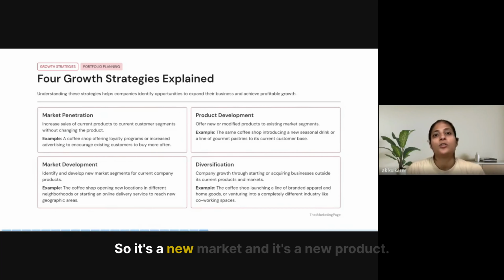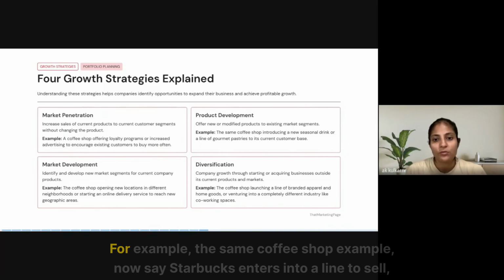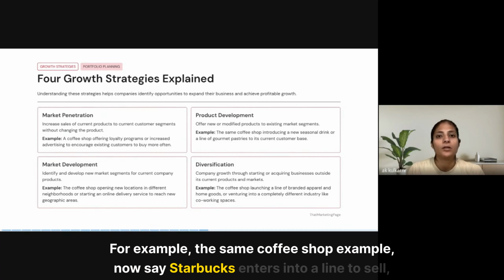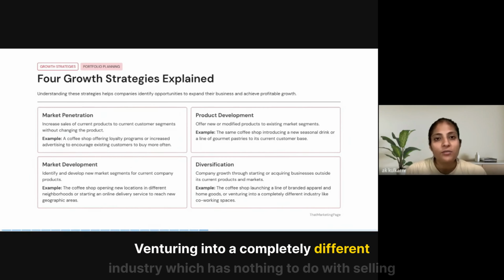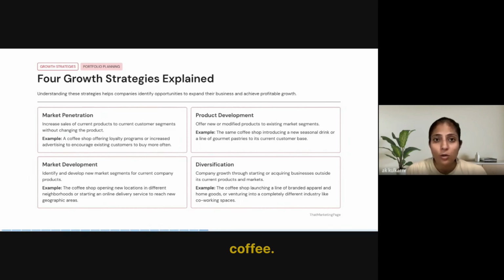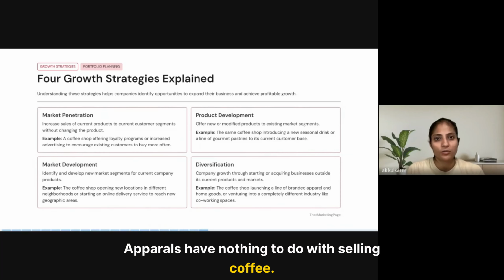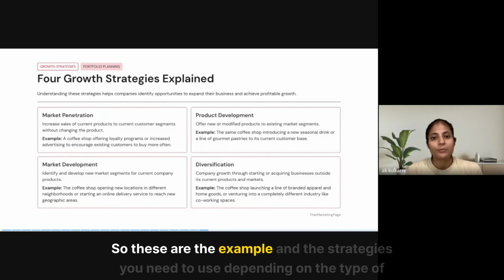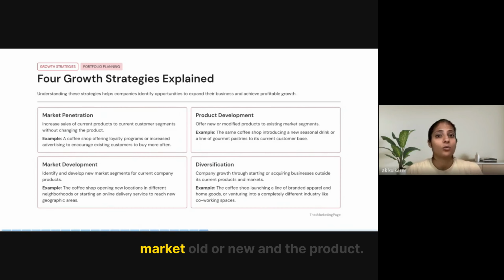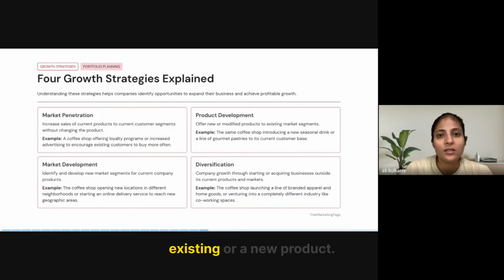Diversification. So it's a new market and it's a new product. For example, the same coffee shop example, now say Starbucks enters into a line of branded apparels or home goods, venturing into a completely different industry which has nothing to do with selling coffee. Apparels have nothing to do with selling coffee. That is diversification. Okay, so these are the examples and the strategies you need to use depending on the type of market, old or new, and the product, existing or a new product.